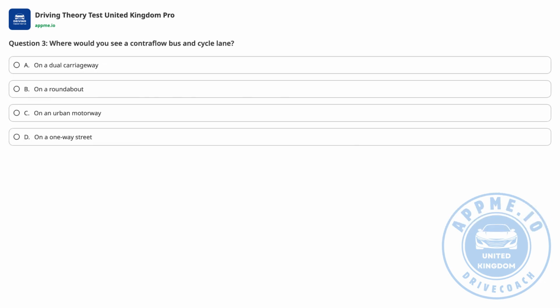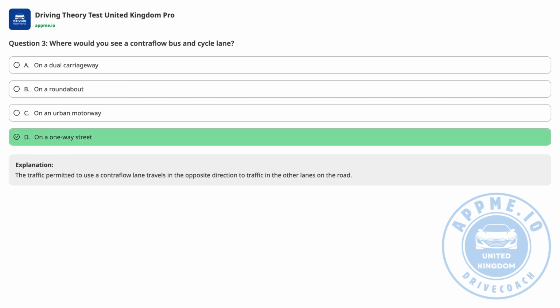Question 3. Where would you see a contraflow bus and cycle lane? A. On a dual carriageway. B. On a roundabout. C. On an urban motorway. D. On a one-way street. The correct answer is D.